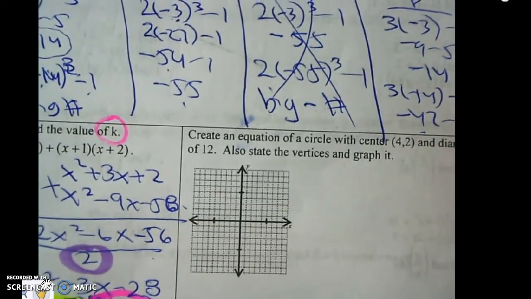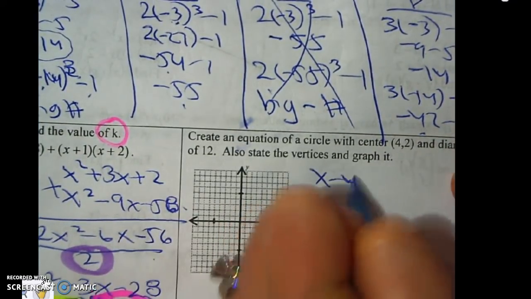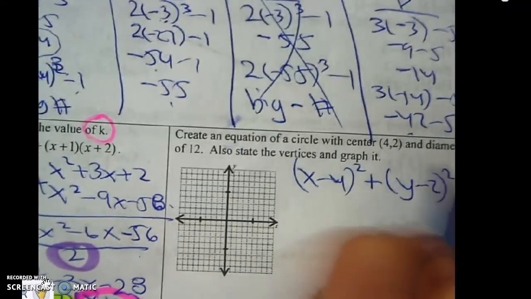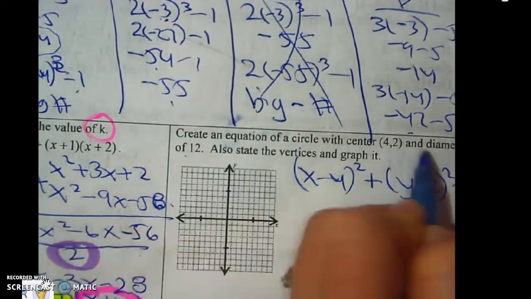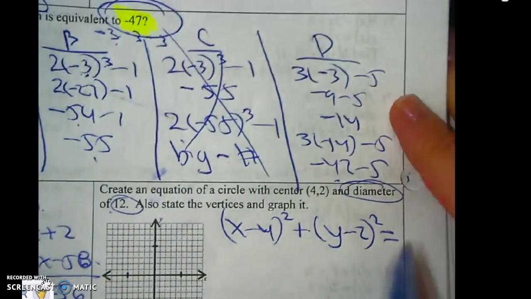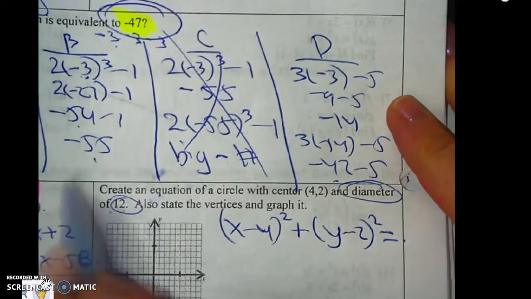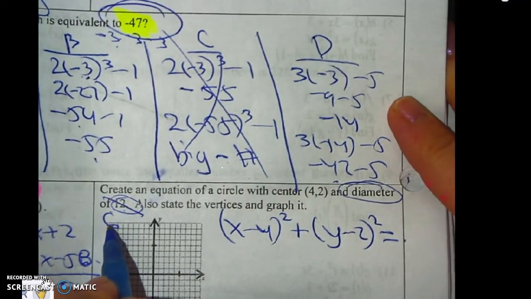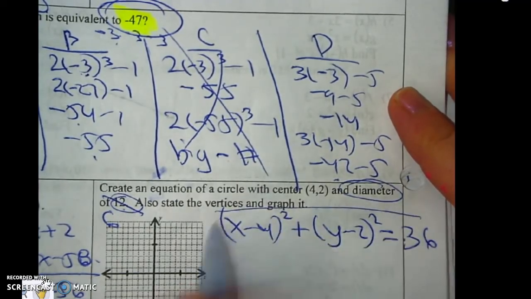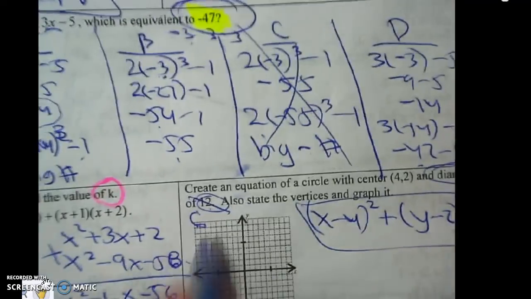All right, let's go to the next one. Create an equation. Okay, I can do that. Do the opposite, plus, do the opposite, equals. Oh, I messed with you a little bit. I said the diameter was 12. They don't want the diameter there, they want the radius. So the radius is 6, but you have to square it, which is 36. That's the equation. Let's graph it.